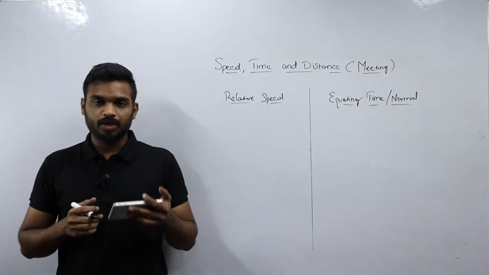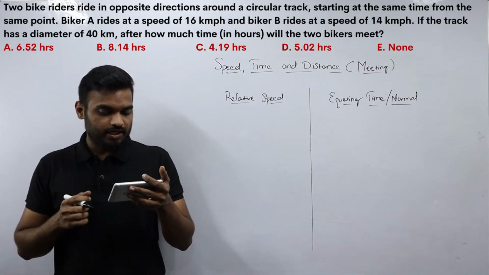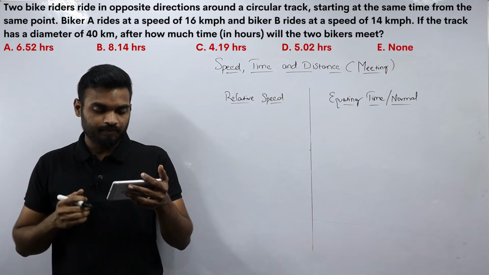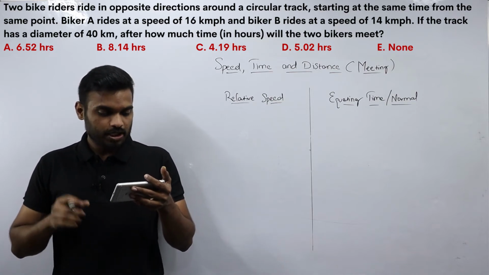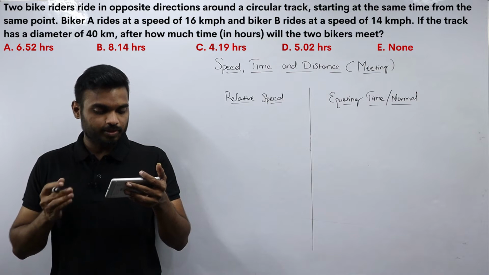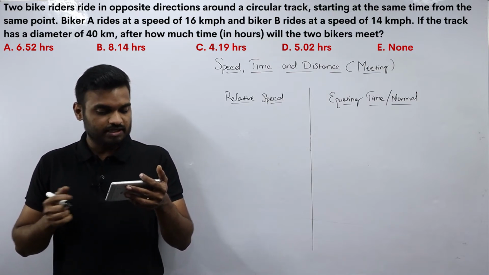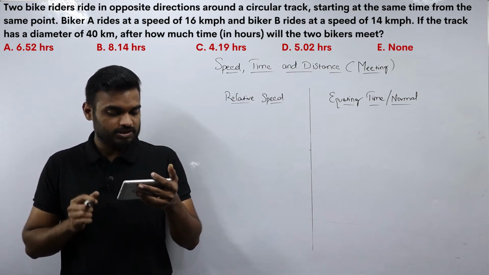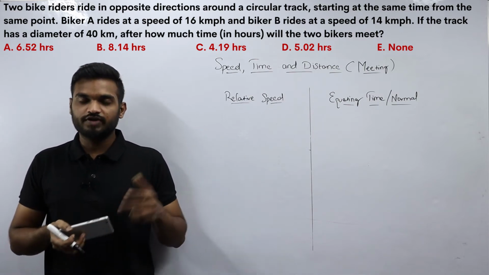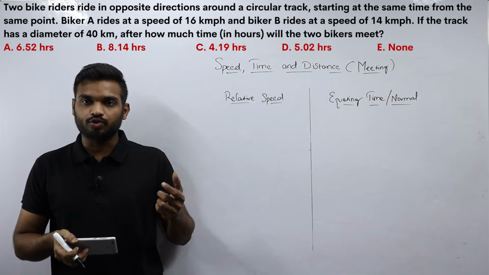Okay, now let's see the second problem. They are saying that 2 bike riders ride in opposite directions around a circular track, starting at the same time and same point. Biker A rides at a speed of 16 km per hour and biker B rides at a speed of 14 km per hour. If the track has a diameter of 40 km, after how much time will the 2 bikers meet? So we need to find the time taken for both of them to meet each other.